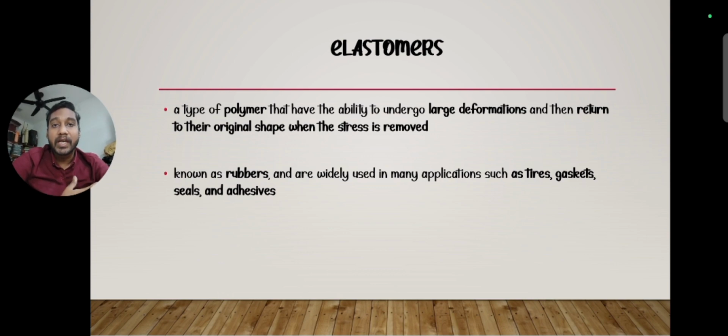Basically, elastomers are a type of polymer that have the ability to undergo a large deformation and return to their original shape when stress is removed. Besides that, elastomers are known as rubbers and are widely used in many applications such as tires, gaskets, seals, and adhesives.